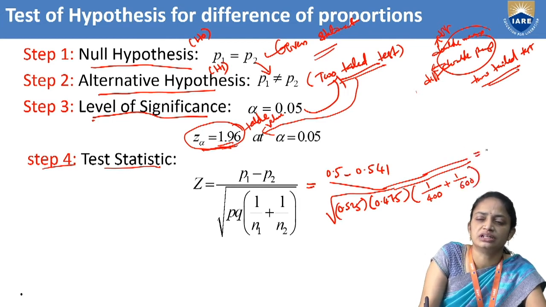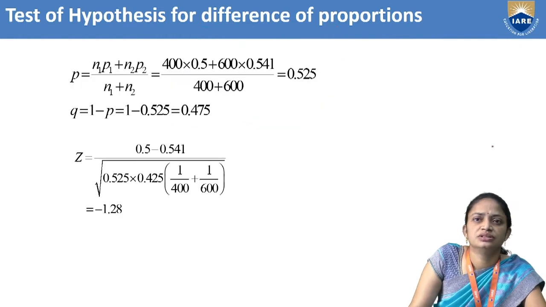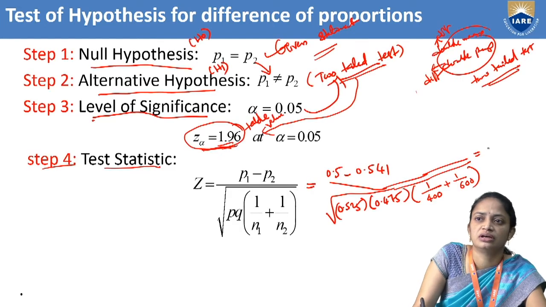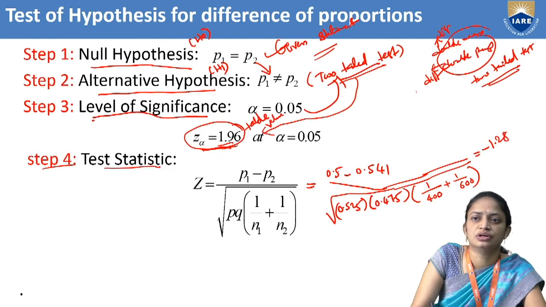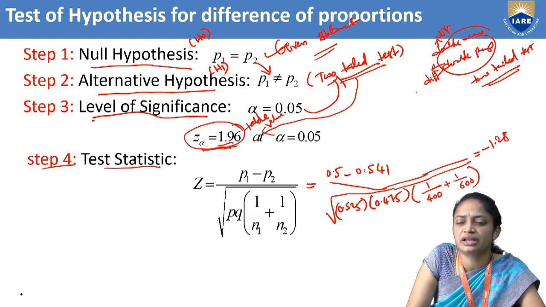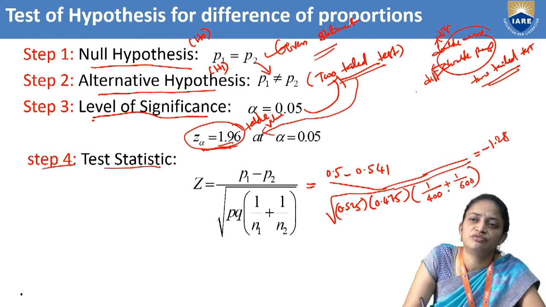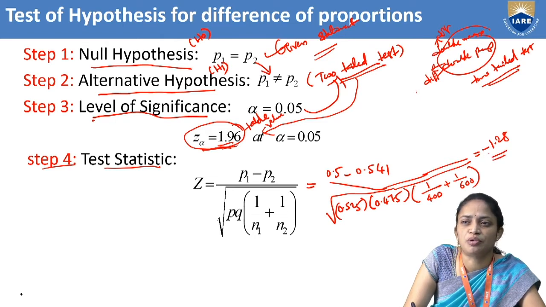So after simplification we will get minus 1 point something. So if you simplify this, 0.5 minus 0.541 divided by the square root of PQ, where P value is 0.525, Q value is 0.475, into 1 by N1, N1 value is 400, plus 1 by N2, that means 1 by 600. If you simplify this, we will get Z equal to minus 1.28.